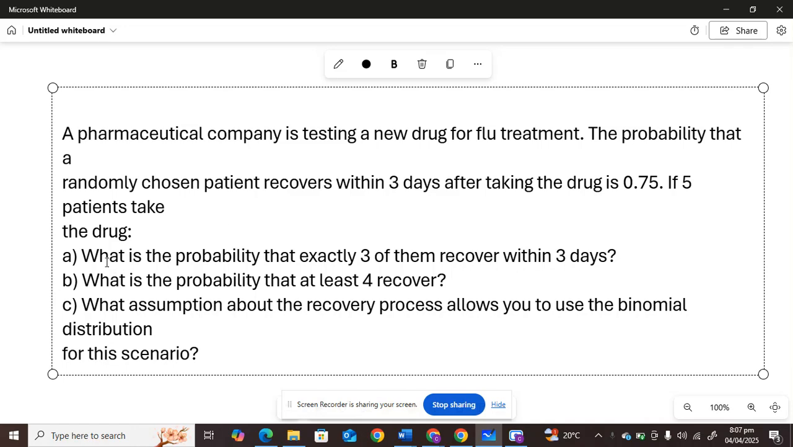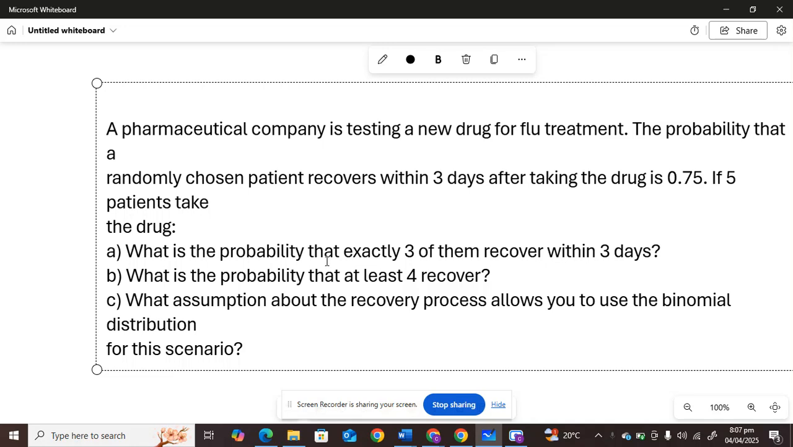A, what is the probability that exactly three of them recover within 3 days? B, what is the probability that at least four recover? And C, what assumption about the recovery process allows you to use the binomial distribution in this scenario?